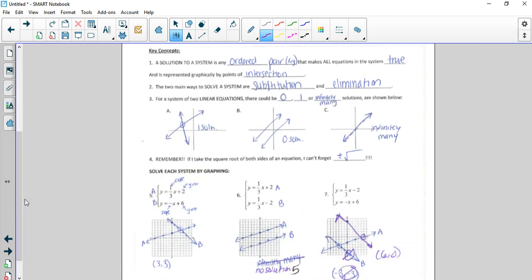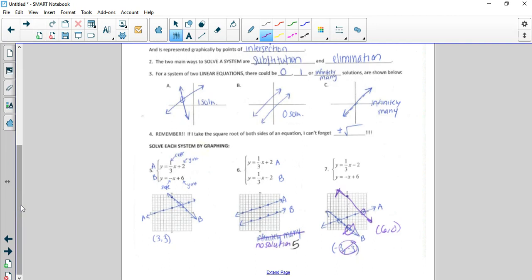More vocabulary, talking about systems of equations. Remember that if they intersect, they have one solution. If they're parallel, no solution. And if they're the same line laid right over each other, then that is infinitely many solutions. Remember, when you take the square root of both sides, it's got to be plus or minus. Don't forget that. That's huge.